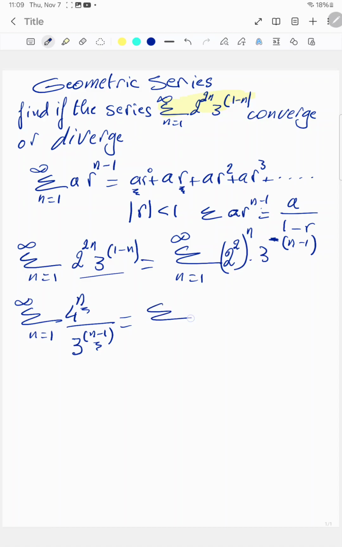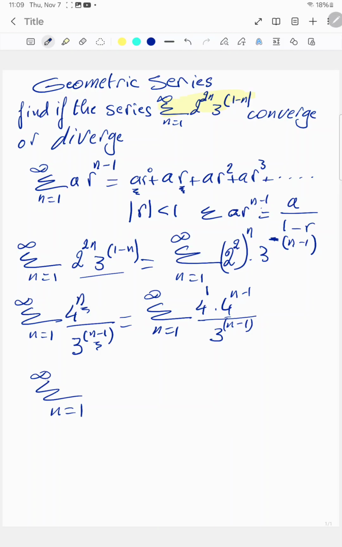So that series is equal to the sum from n equals 1 to infinity. I can write 4 to the power of 1 times 4 to the power n minus 1. Because I have the same base, I add the powers, so 1 plus n minus 1 is 4 to the power of n, divided by 3 to the power n minus 1. So that series becomes the sum from n equals 1 to infinity of 4 times 4 divided by 3 to the power n minus 1.